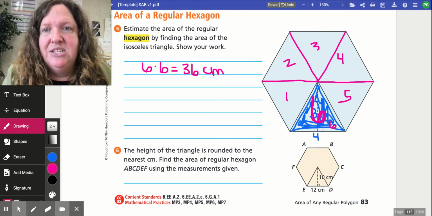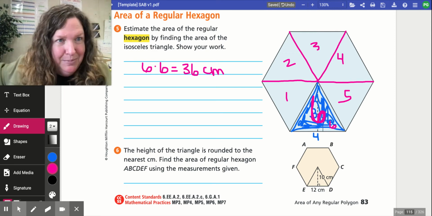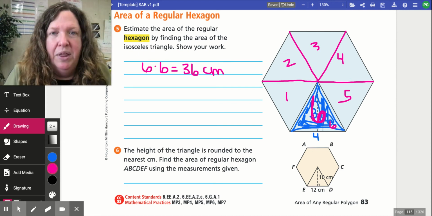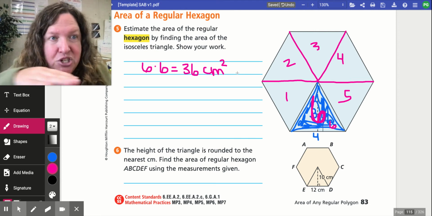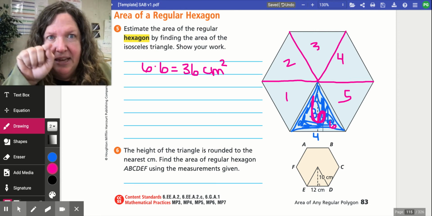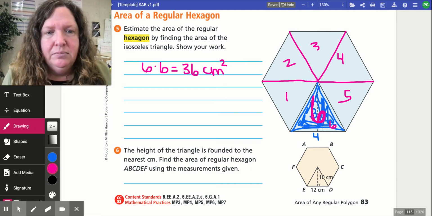Remember when we say square centimeters, it's because it's the amount that covers over. Area alien comes down, spreads all out and covers that whole area. And it's how much is covered, how many little squares is covered, and we write that with that little 2 up above. So 36 square centimeters.